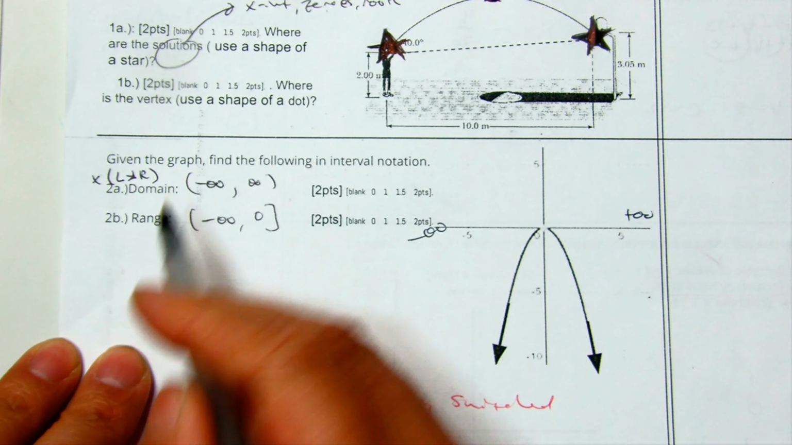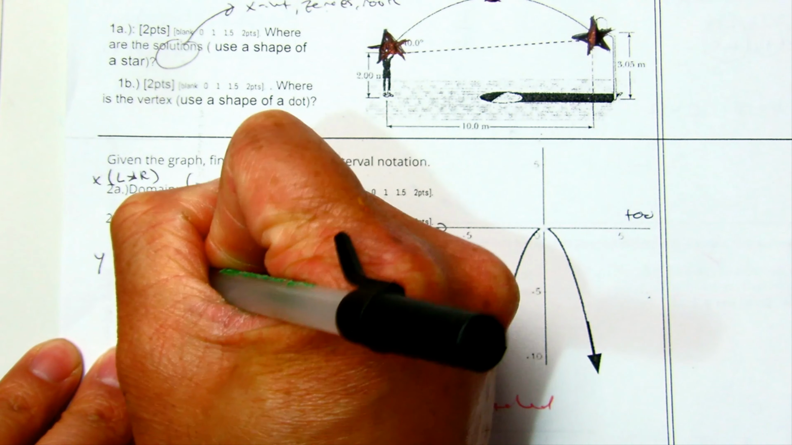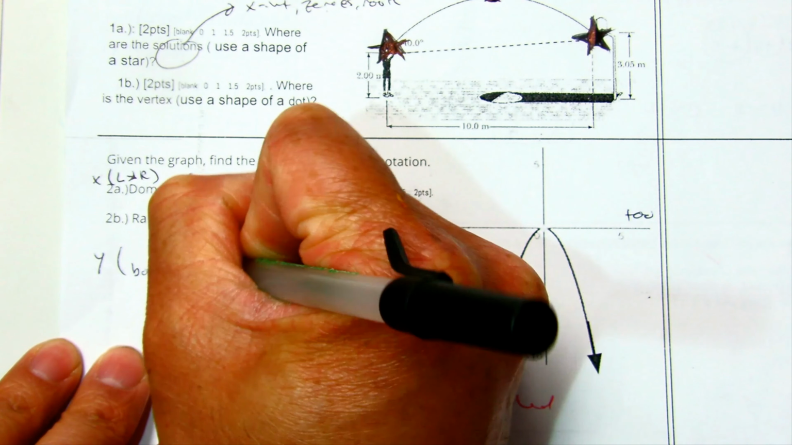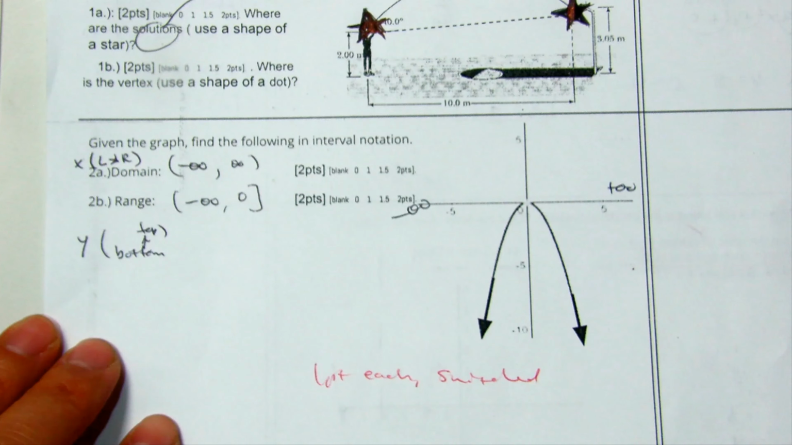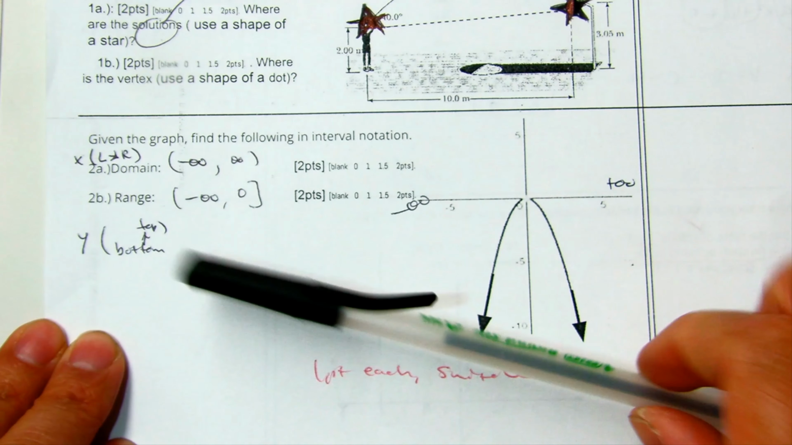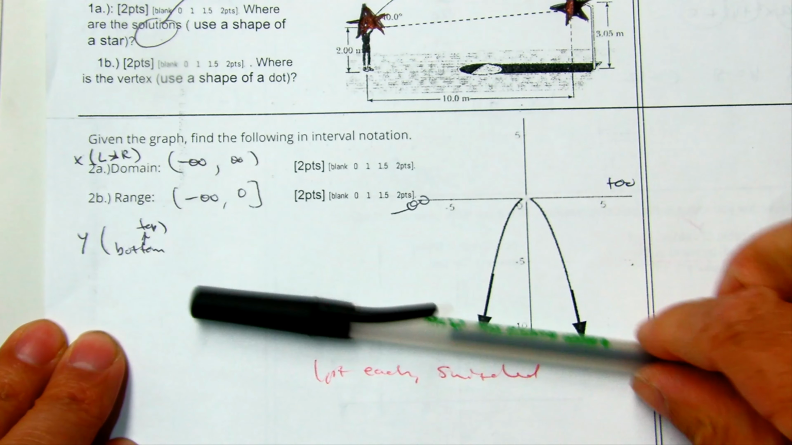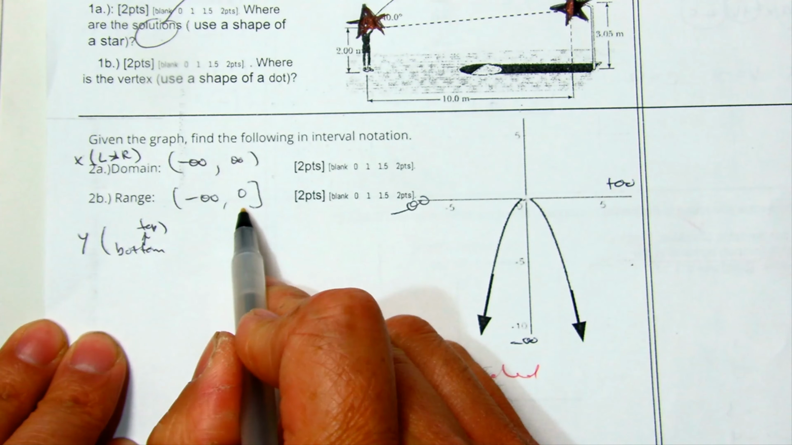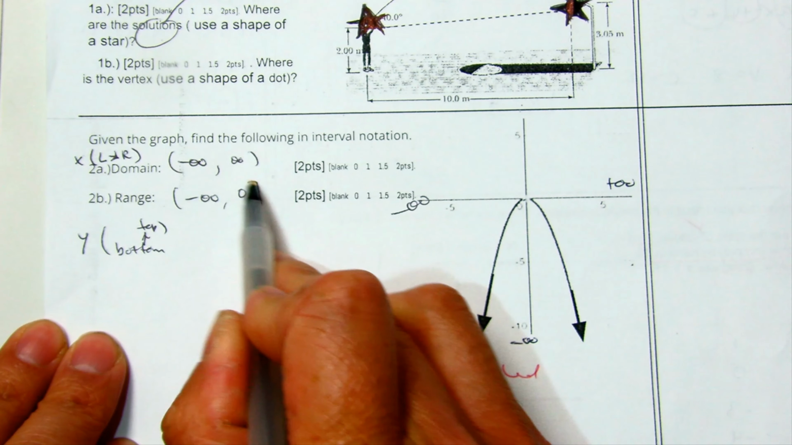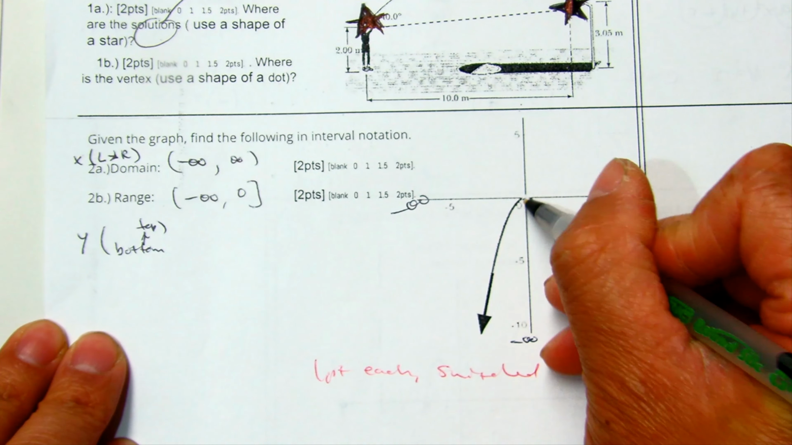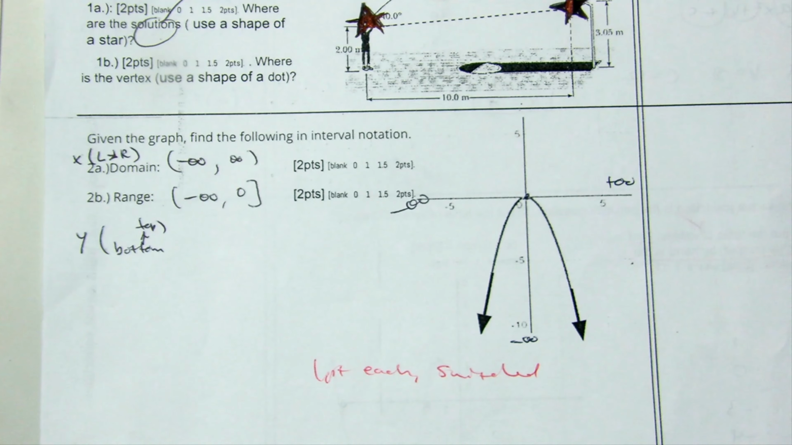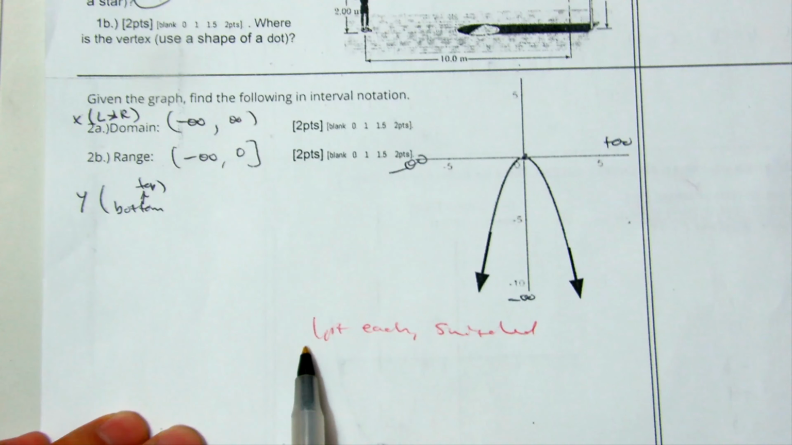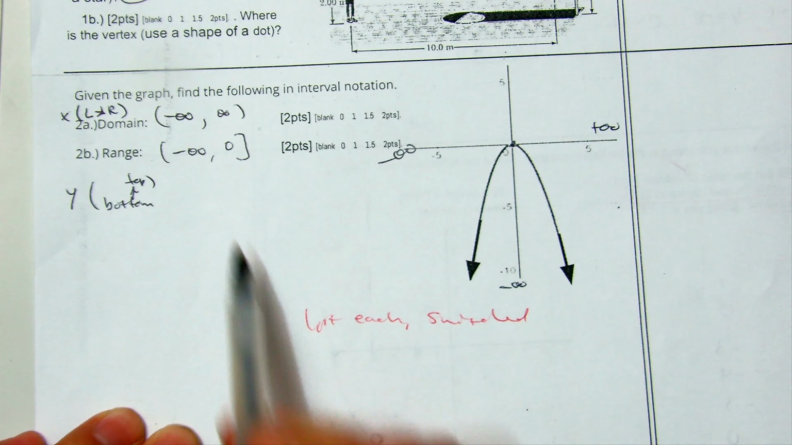The range is the y values. You're going to go from bottom to top. Watch how I move my pen. I start here at the bottom. This is negative numbers, negative infinity, and on the y-axis it's going to stop at 0. 0 is a bracket. You're going to include that, which means that this is like a filled-in circle. I took 1 point if you had switched it, like 0, negative infinity.